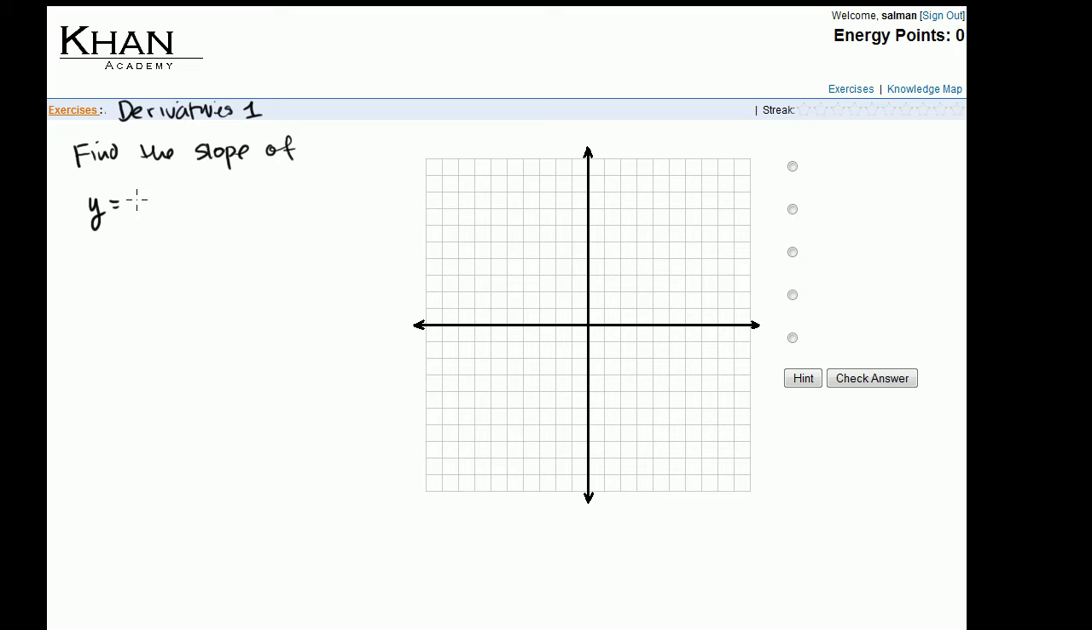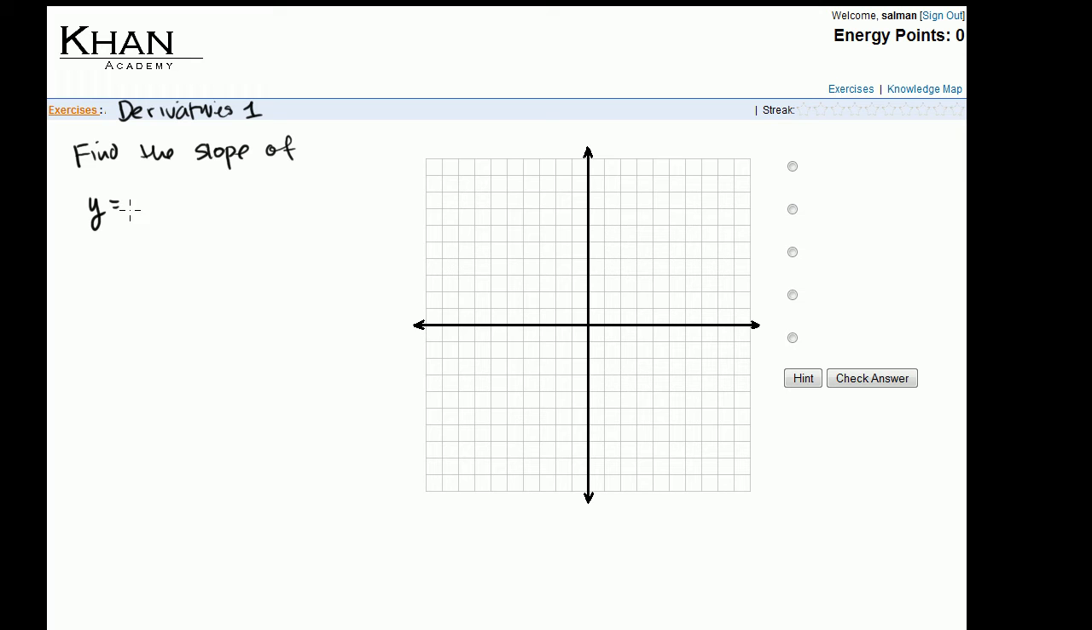It could be 2x to the third minus x squared. So find the slope of that. And you could put simpler functions, 5x squared or something like that. Whatever, things that will also be easy to graph on this paper right here. And we'd also want to graph it. So let me just do a simpler example right now.